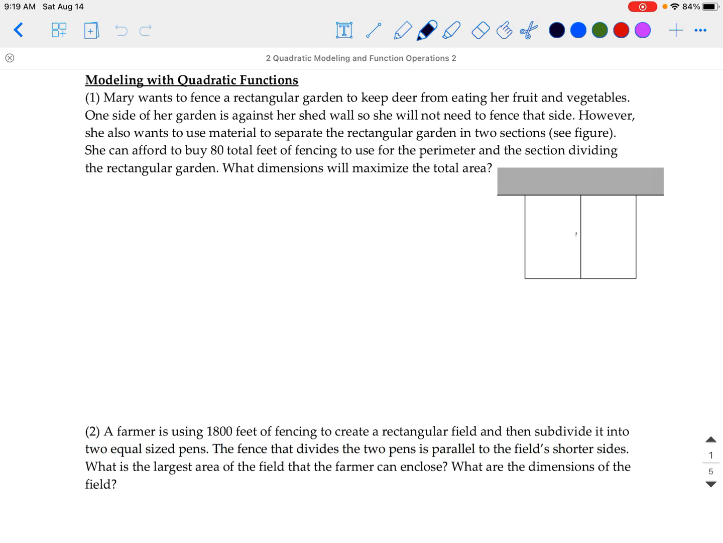Mary wants to fence a rectangular garden to keep deer from eating her fruits and vegetables. So one side of her garden is against a fence or a shed wall. So she doesn't need to fence that side, but she does need fencing that's going to be perpendicular to the wall and parallel to the wall. And she has a total of 80 feet of fencing to use for all sides of the area that she's closing in here. So let's go ahead and see how this is going to work.